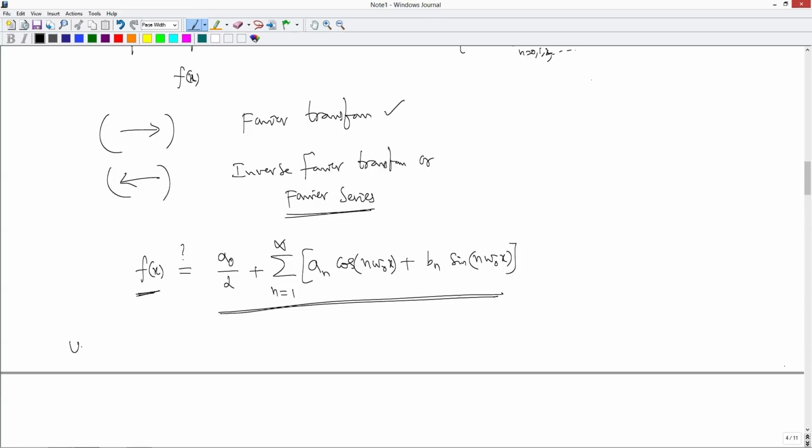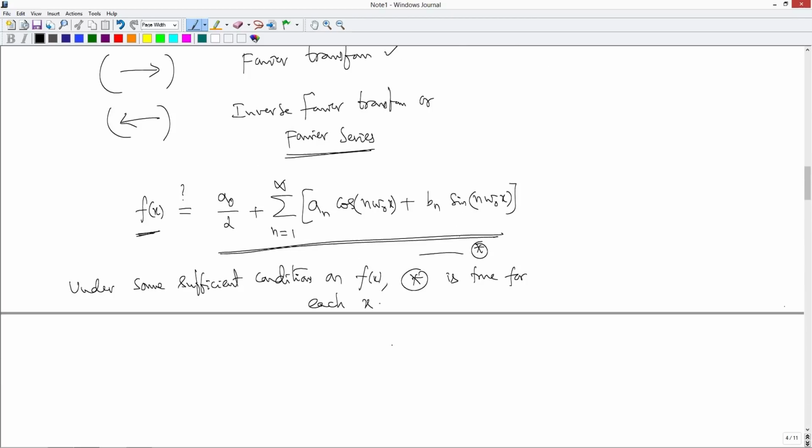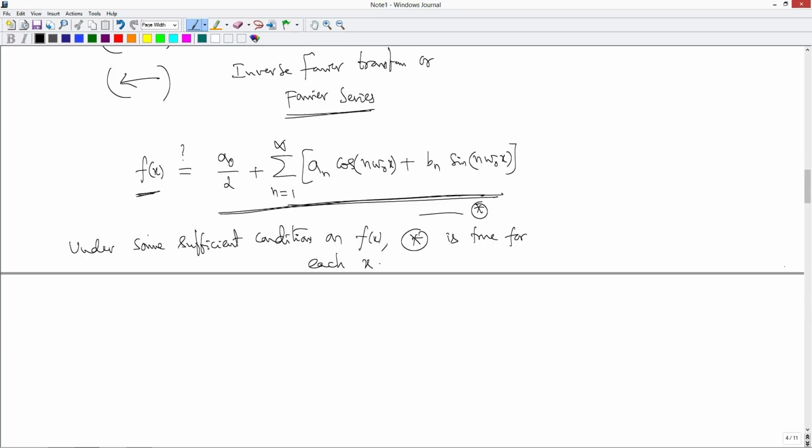So, under some sufficient conditions on f of x, this star is true for each fixed value of x. You fix x, and this is a series of numbers that converges to a number that is exactly equal to f of x. Okay. So, what are those conditions? I will just give you briefly.